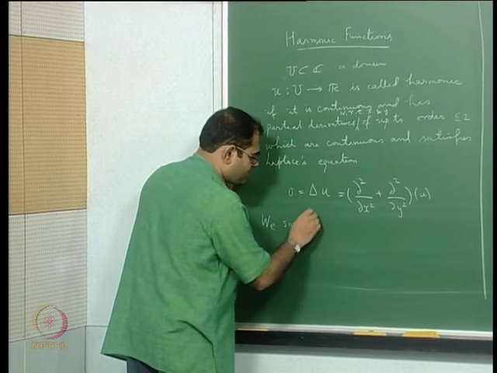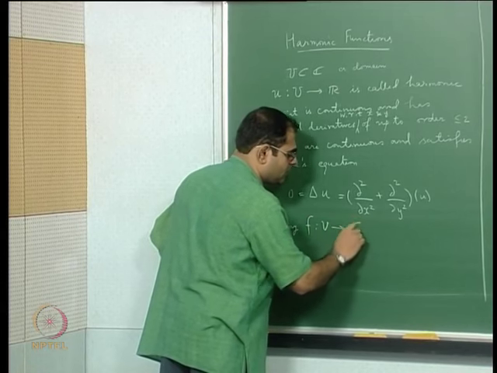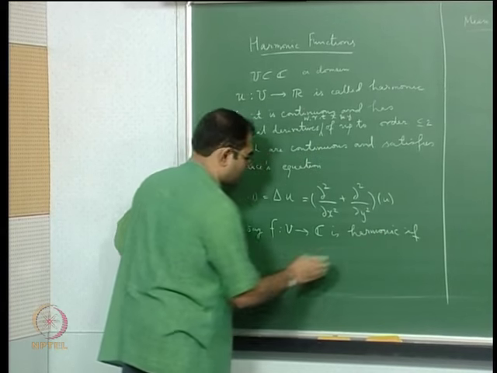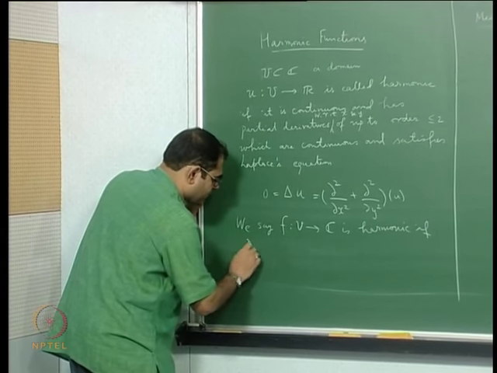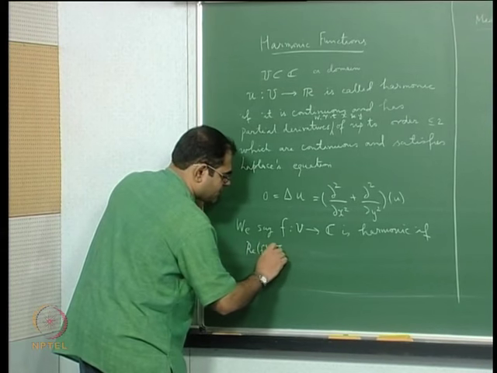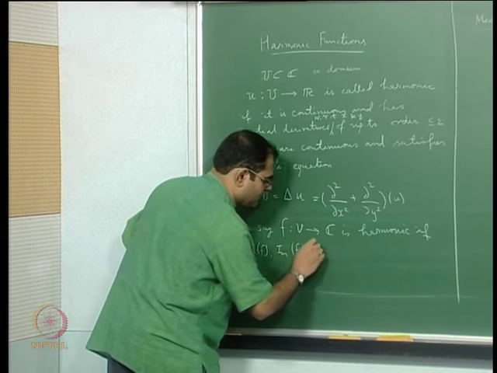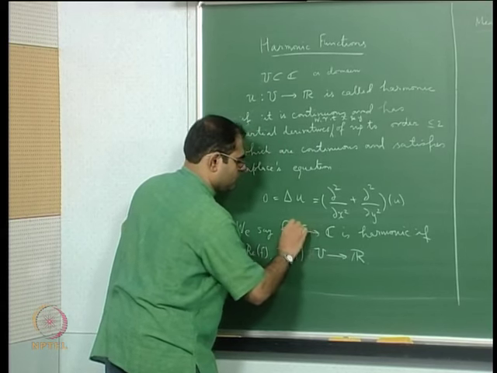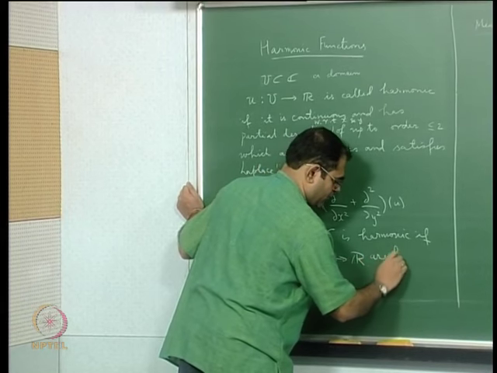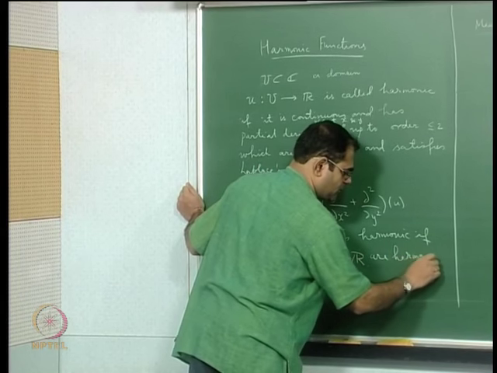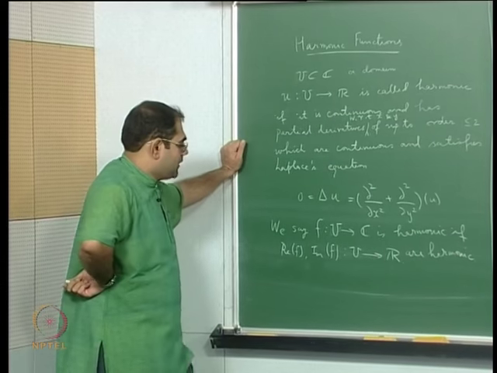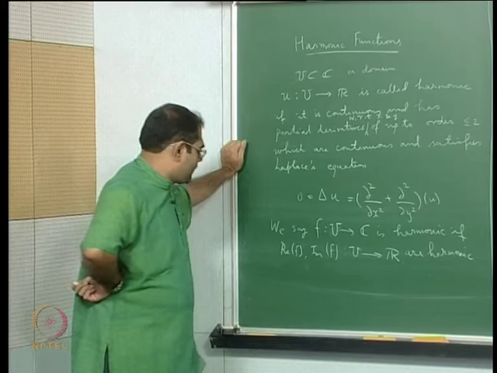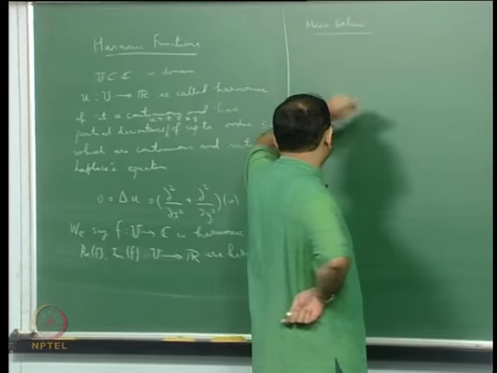We say f from u to c is harmonic if the real part of f and the imaginary part of f, from u to r, are harmonic. So a complex valued function is harmonic if and only if its real and imaginary parts are harmonic. Right, now what is this business about mean value?